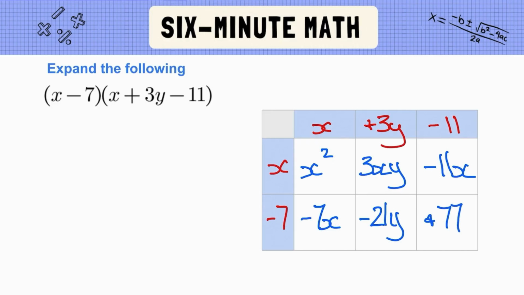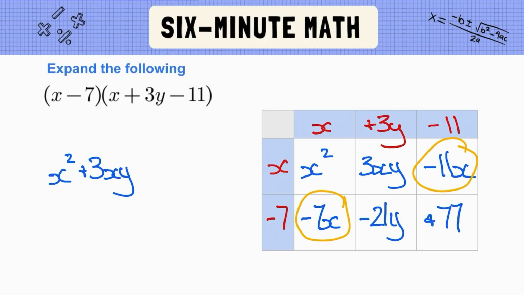And for this example, I only have one set of like terms, making me have a final answer of x squared plus 3xy minus 18x minus 21y plus 77.